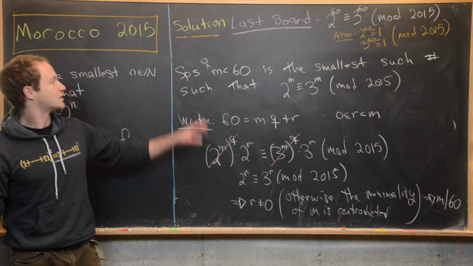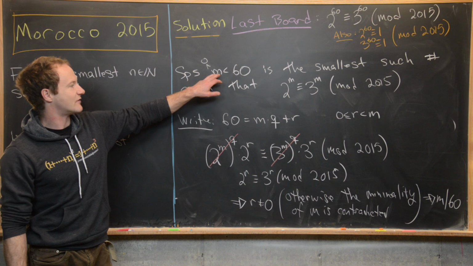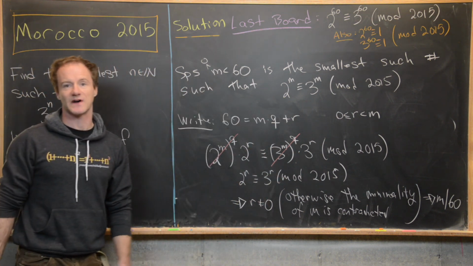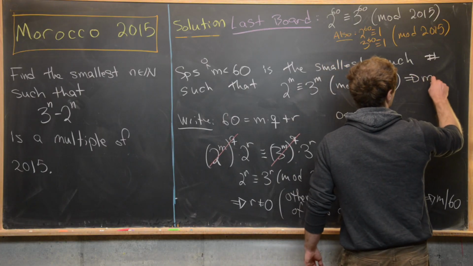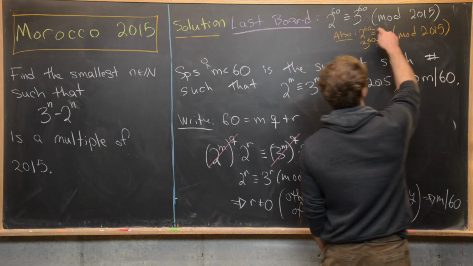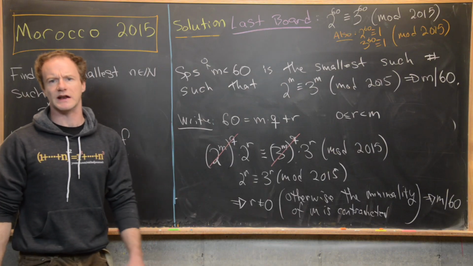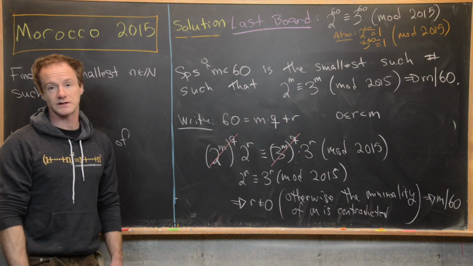So in other words, if we have a number that also satisfies this exponential congruence, we know that that number must divide 60, given that 60 already satisfies that exponential congruence.